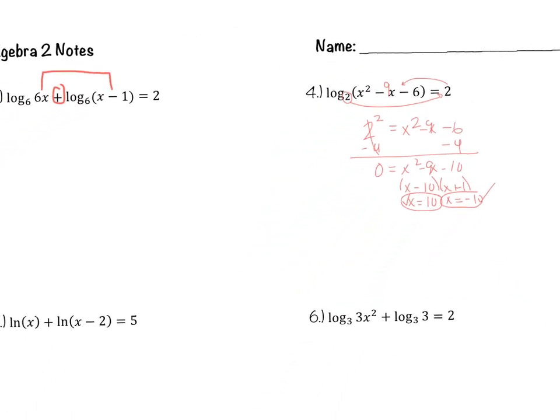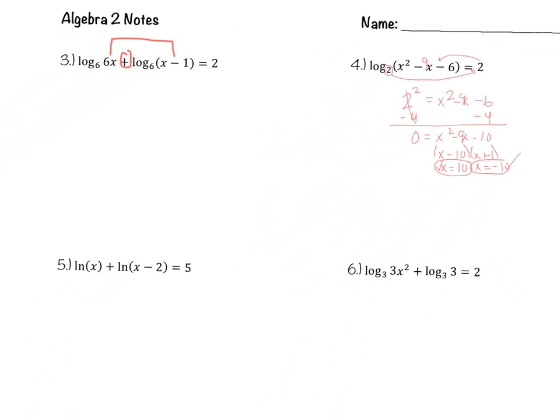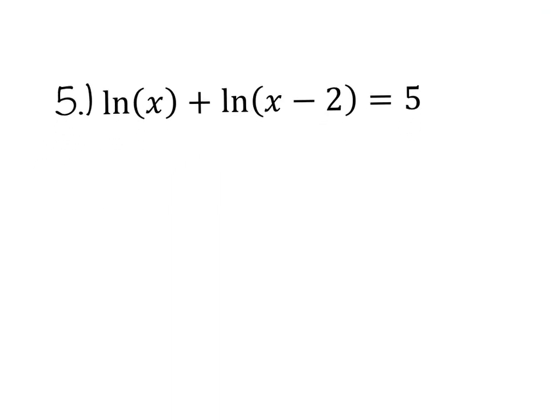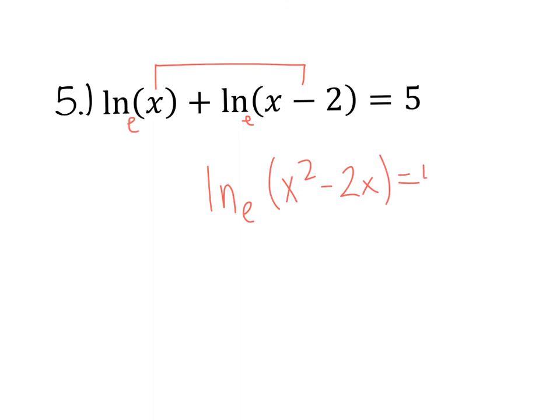And then I think it's pretty much it. The only thing that you might see, like with logs, is that for some reason kids forget what the base is for a natural log. They both do have a base of e. And because they both have the same base, I can multiply those. So it'd be the natural log. I may even throw in the base e just so you remember that it's there. X times x is x squared. X times negative 2 is negative 2x equals 5.